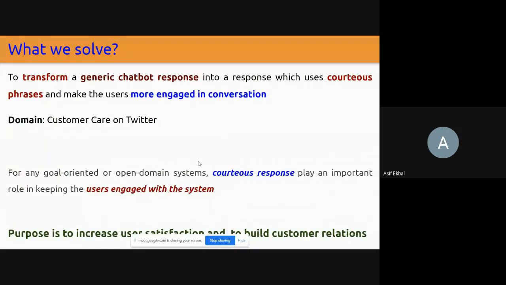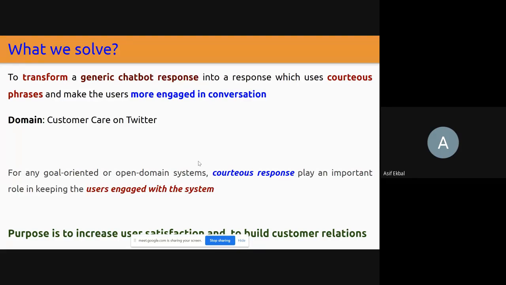So our idea was to transform a very traditional mechanical, very robotic response by a bot into a more polite, courteous response. And this is very important in customer care situations. So we had collected data from the customer care services of different companies. Those data were not relevant for politeness generation, but we got the interactions where, for the different companies, the customer has written and the agent has replied, those kinds of conversations.